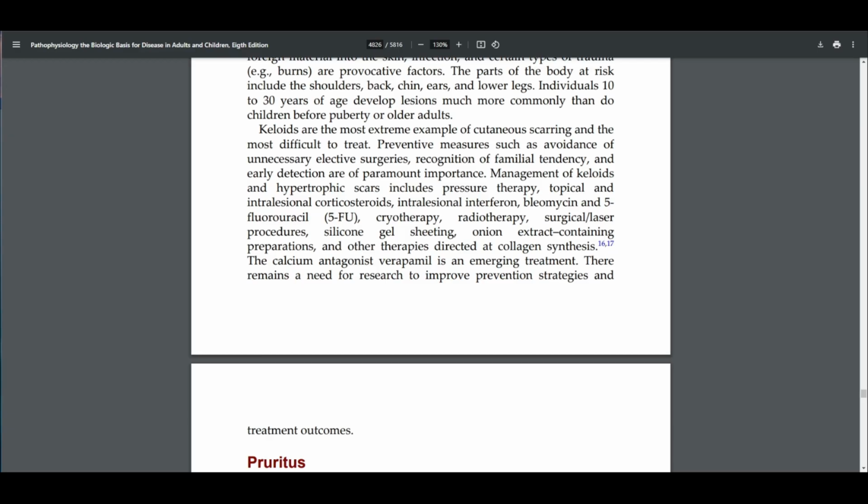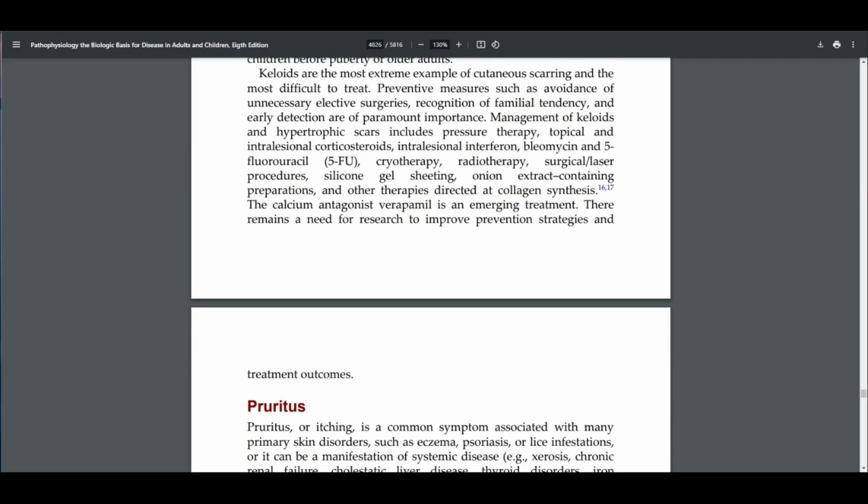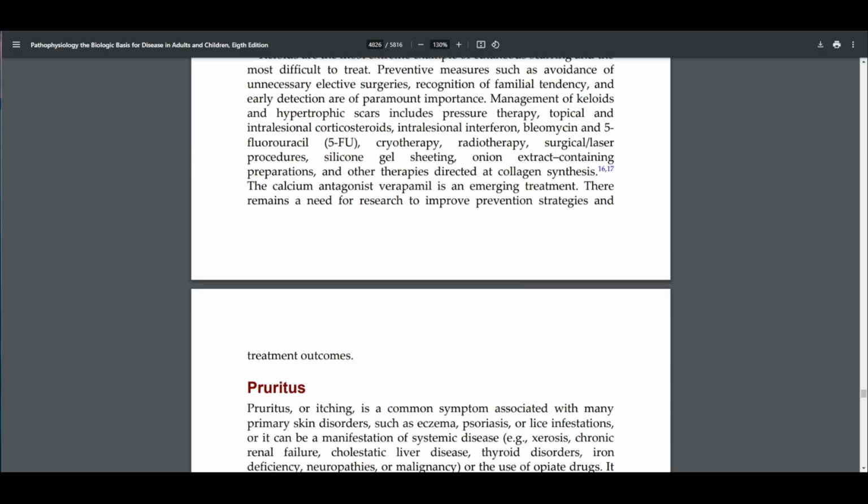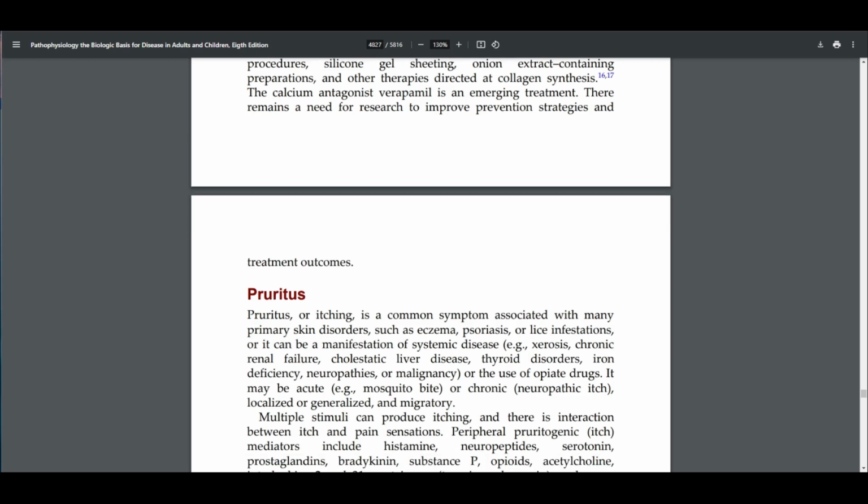Management of keloids and hypertrophic scars includes pressure therapy, topical and intralesional corticosteroids, intralesional interferon, bleomycin and 5-fluorouracil, cryotherapy, radiotherapy, surgical laser procedures, silicone gel sheeting, onion extract containing preparations, and other therapies directed at collagen synthesis. The calcium antagonist verapamil is an emerging treatment. There remains a need for research to improve prevention strategies and treatment outcomes.